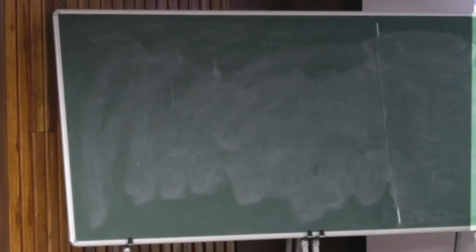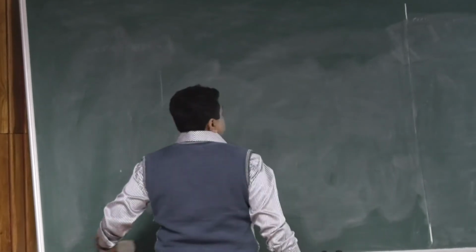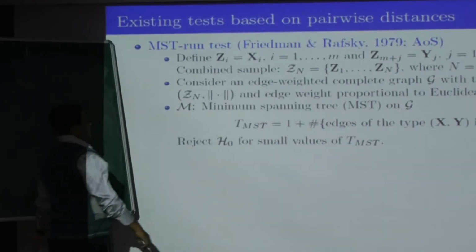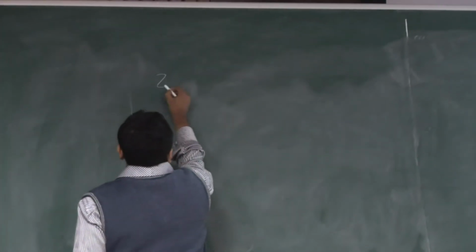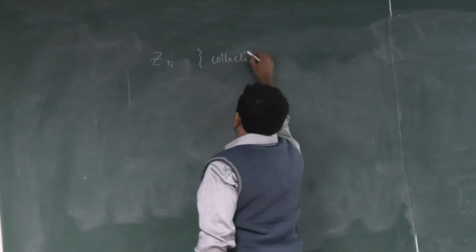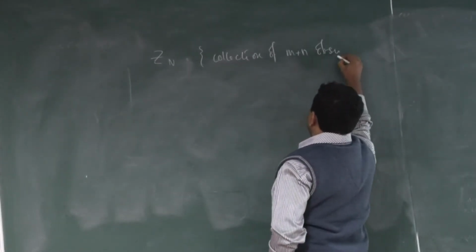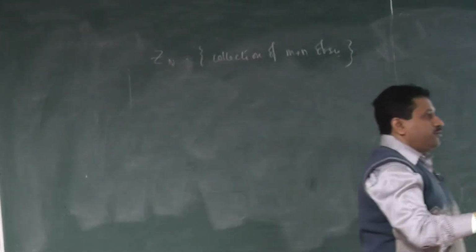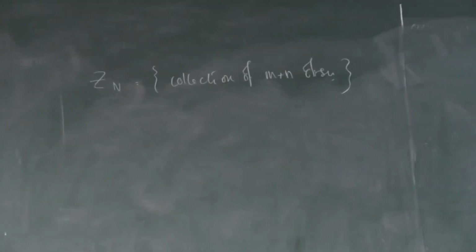So here Z is a combined sample. So the first m observations are from the first class and the next n are from the second class. So we have a set of m plus n observations which is denoted by Zn. It's a collection of m plus n observations. So m of them are from the first class and the next n are from the second class.